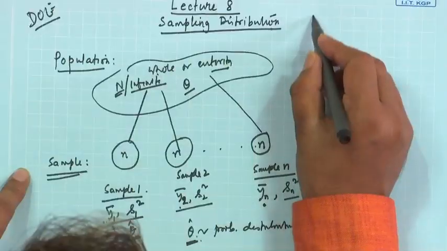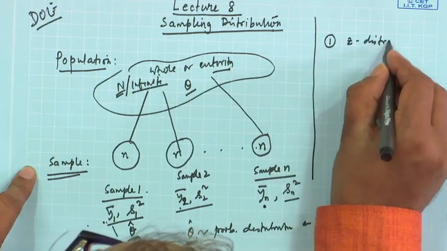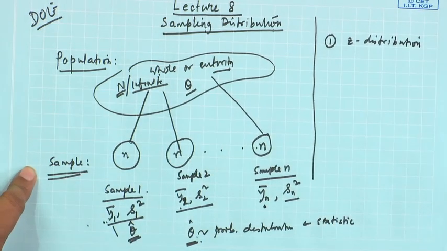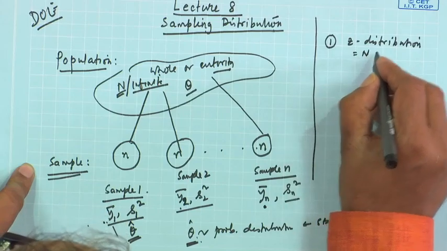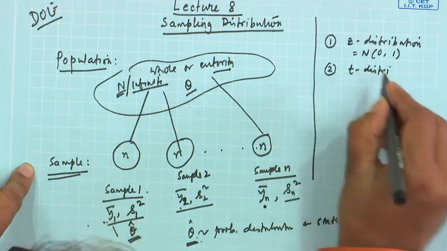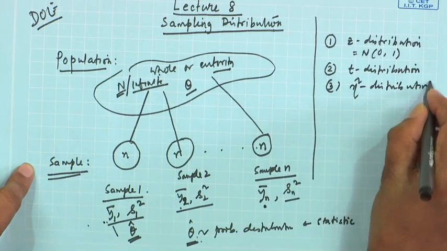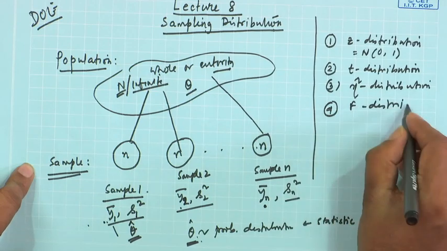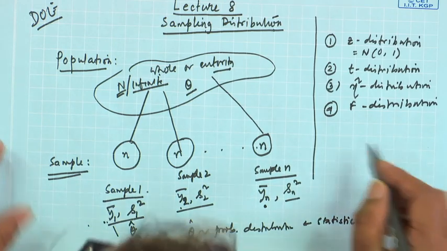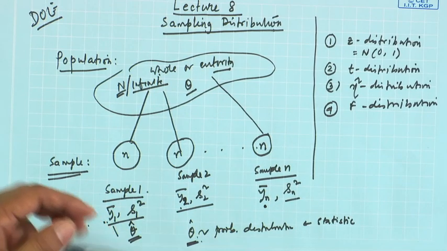So, let us see what are the different sampling distributions. The first widely used one is the Z distribution. We have discussed Z distribution earlier, which is the unit normal distribution, normally distributed with mean 0 and variance 1. Second one is the T distribution. Third is the chi square distribution. Fourth is the F distribution. These are very commonly used sampling distributions and have a lot of applications in the DOE subject as well as in inferential statistics.